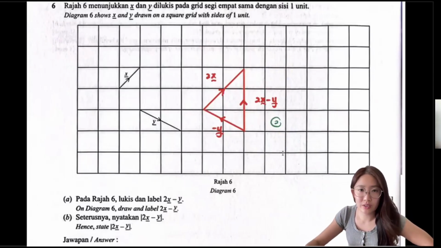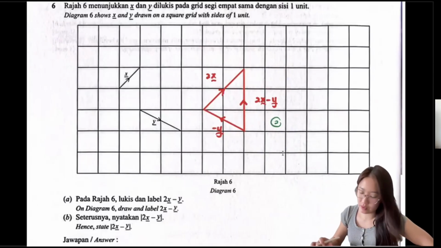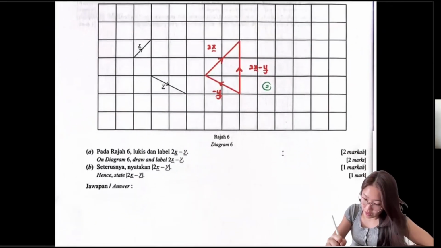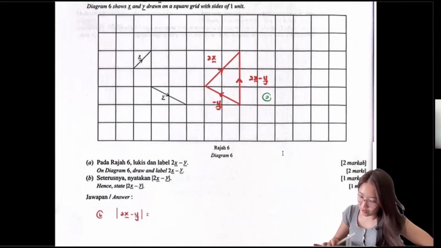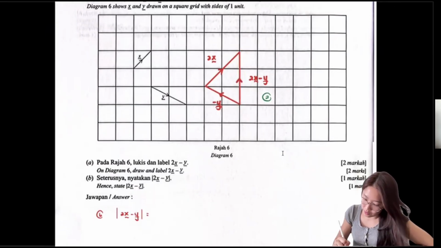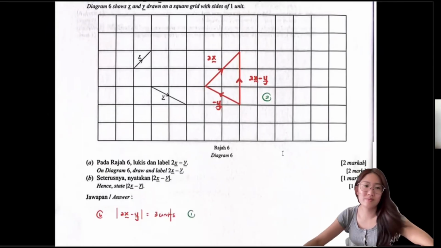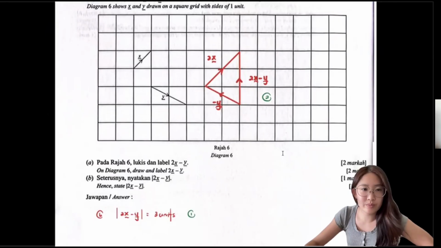Okay, just puzzle it up. Then next one, question B. Hence state the magnitude of 2x minus y. Okay, guys, magnitude means the length. So you see, 2x minus y here takes 3 grids. So just write 3 units. That's it. 1 mark. Magnitude means length. Now next one, let's take a look at question 7.